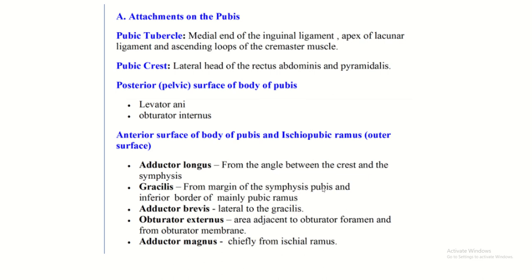The inner border of the pubic ramus, the ischiopubic ramus, gives origin to adductor brevis lateral to the gracilis, and obturator externus from the area adjacent to the obturator foramen and from the obturator membrane, and adductor magnus chiefly from the ischial ramus.